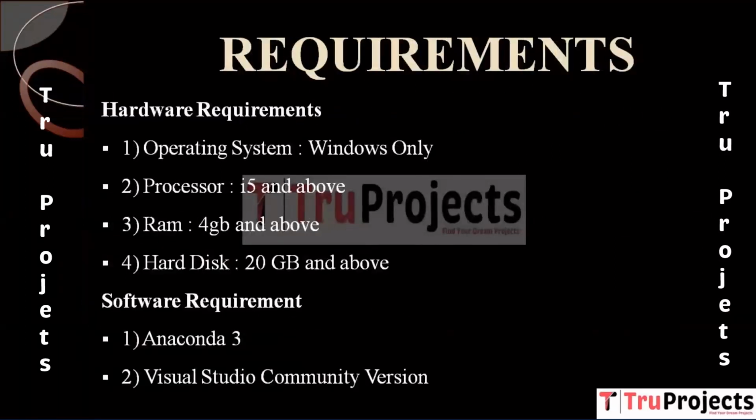So now coming to the requirements part, here we have two types of requirements, that are hardware requirements and software requirements. In hardware requirements, operating system as Windows is required, processor i5 and above, minimum 4 GB of RAM is required, hard disk 20 GB and above. Coming to the software requirements part, Anaconda 3 is required and Visual Studio Community version is required.